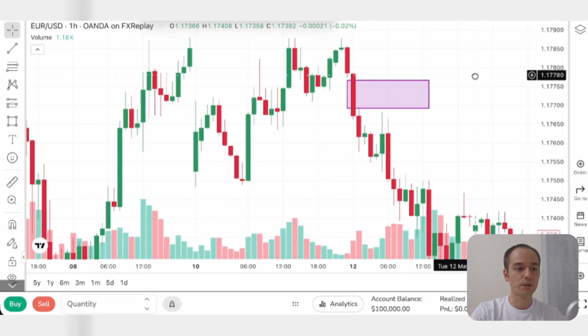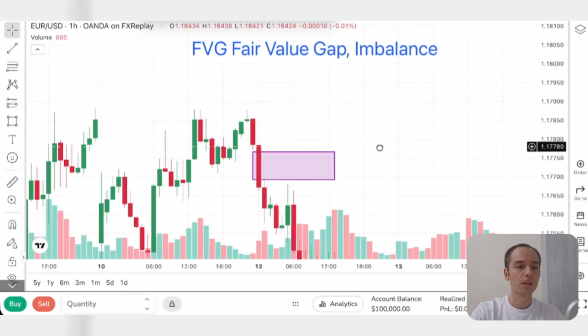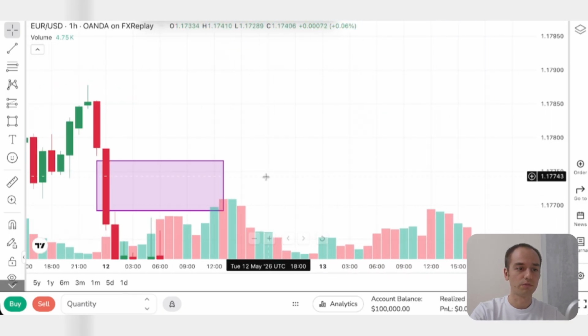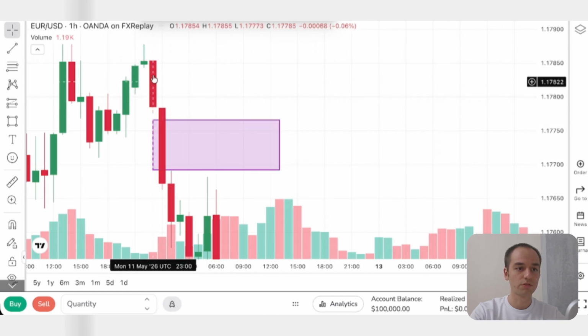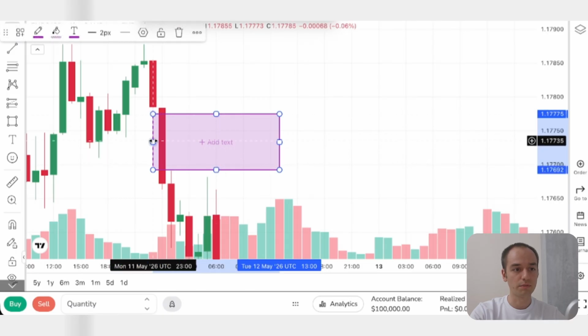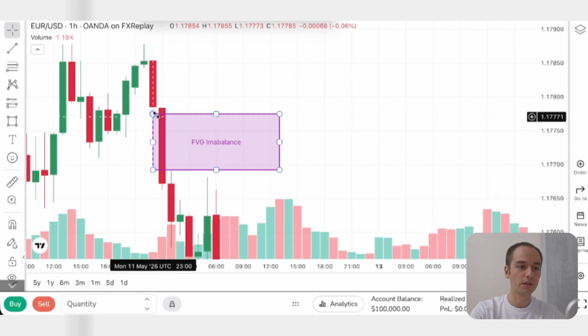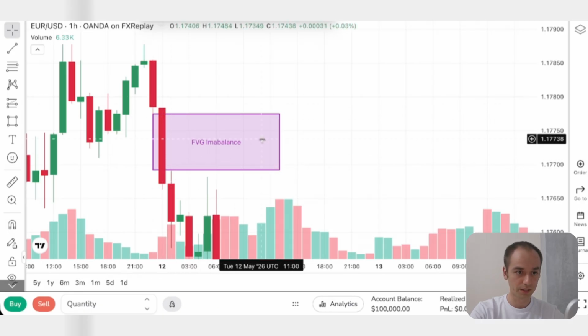For imbalance we always need 3 candles. In this particular case, we see the first candle, which is an opening candle, the actual imbalance candle where the imbalance happened, and the closing candle. And we mark imbalance in this format, from the wick of the first candle to the wick of the closing candle, like this.